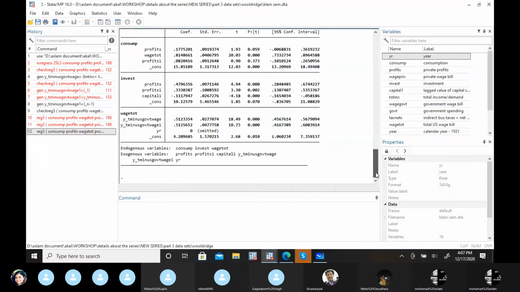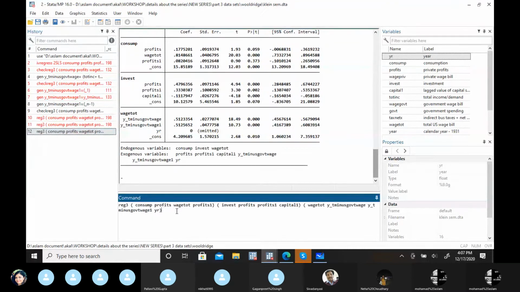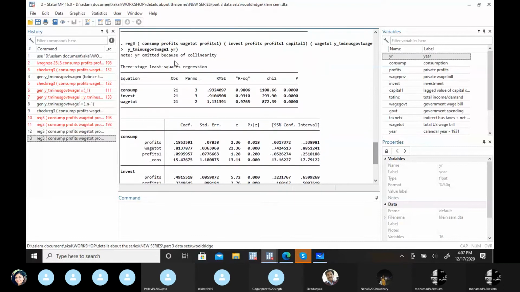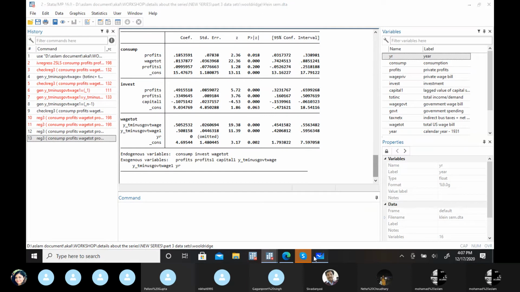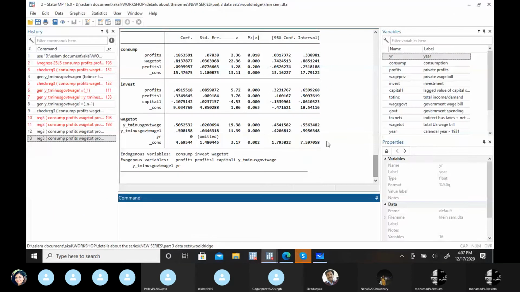Before that, just one extra command: if I remove this 2SLS part from here, it will give us three-stage least squares results as well. For three-stage least squares regression, this is the command. You just have to omit this comma and 2SLS, then it will give you 3SLS results, for the over-identified and just-identified equations. Any one of you, any idea of the difference between 2SLS and 3SLS?